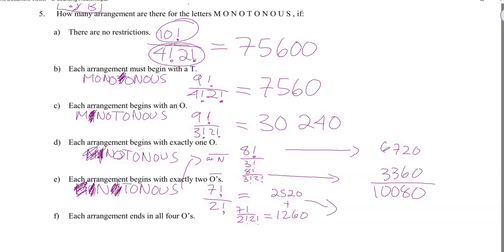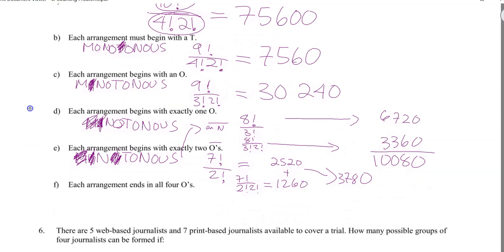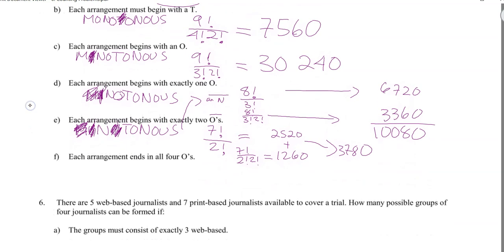And add those two together, right? It's going to be an OR. So that is 3,780. Of the 30,240, 3,780 of them will begin with exactly 2 O's. Each arrangement ends in O.